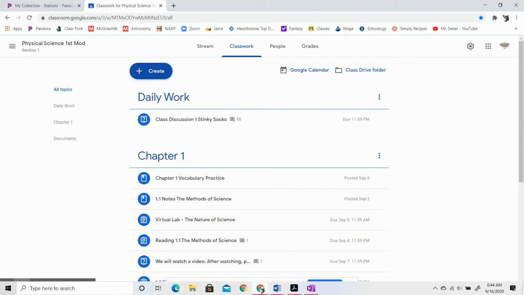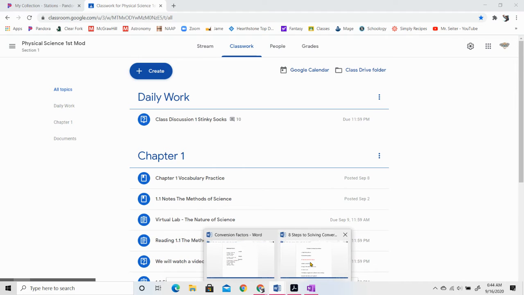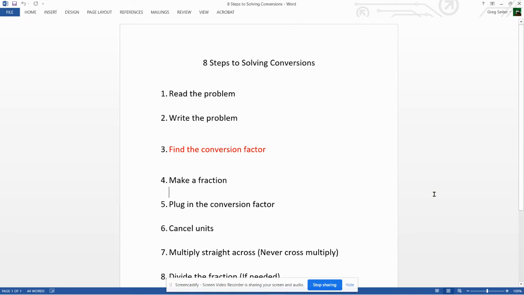Okay, so today we are going to look at conversions. You'll understand what a conversion is in a second. It's when we go from, say, cups to gallons, or gallons to cups, miles to feet, and that type of thing. So when we're doing conversions, I like to use these 8 steps.